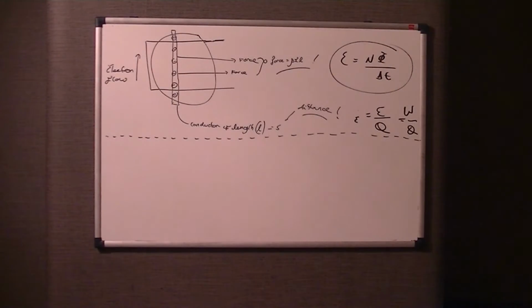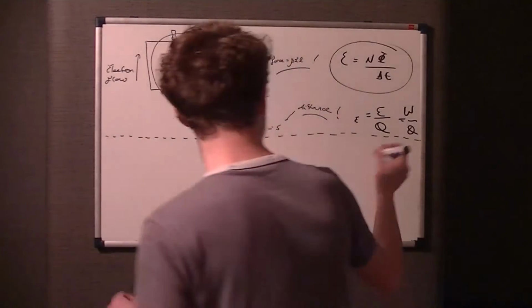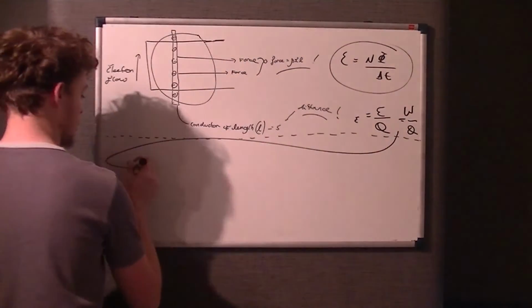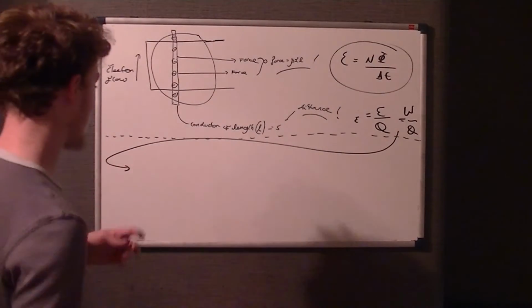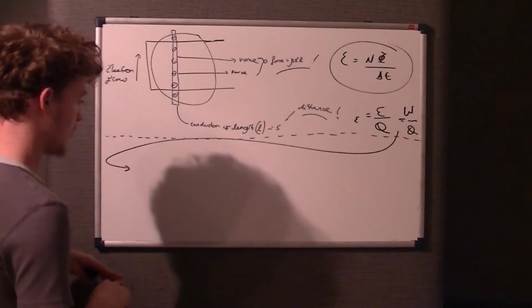Okay, now we know the work done. So let's go from this equation, E is equal to W over Q. Now all these different steps lead to different equations that we're going to be going through.